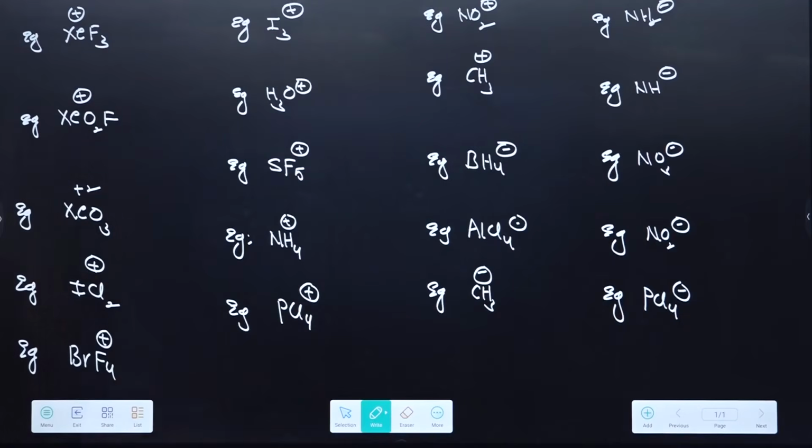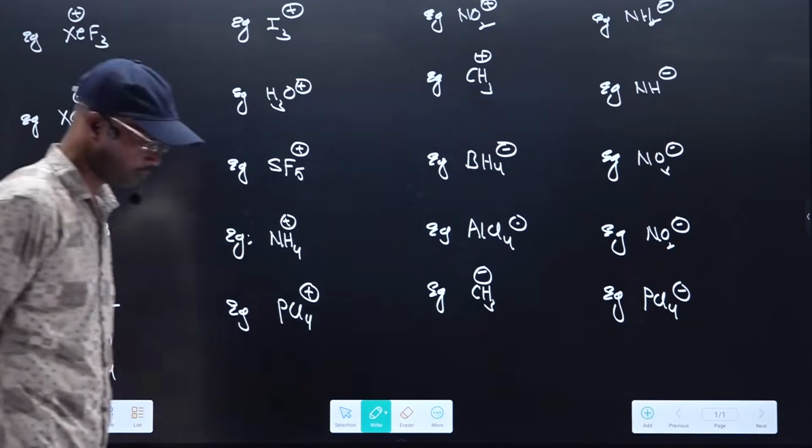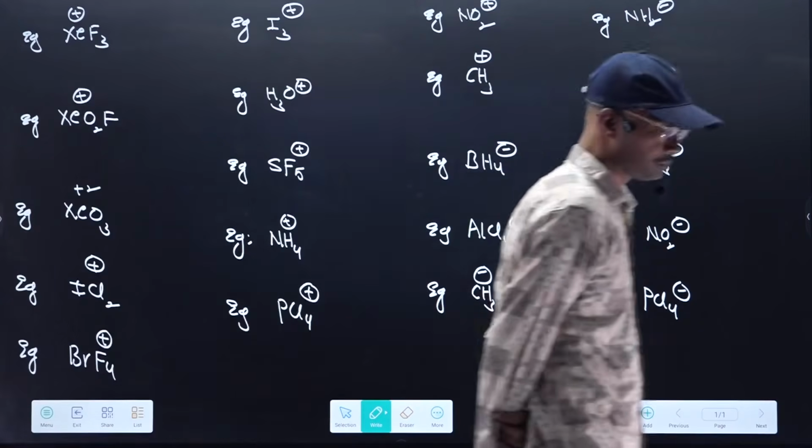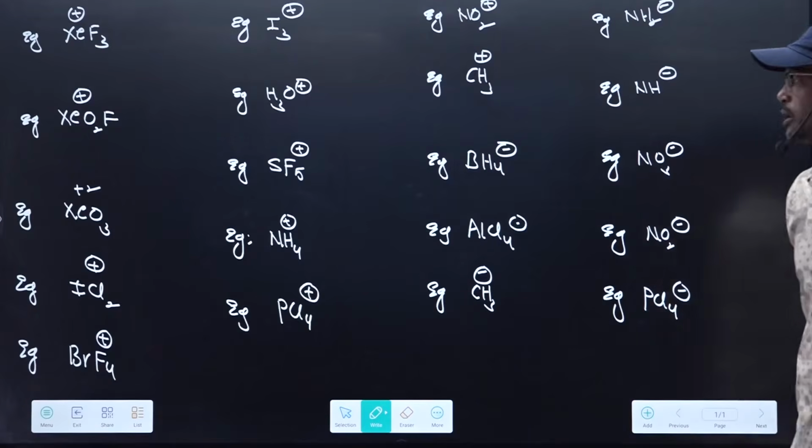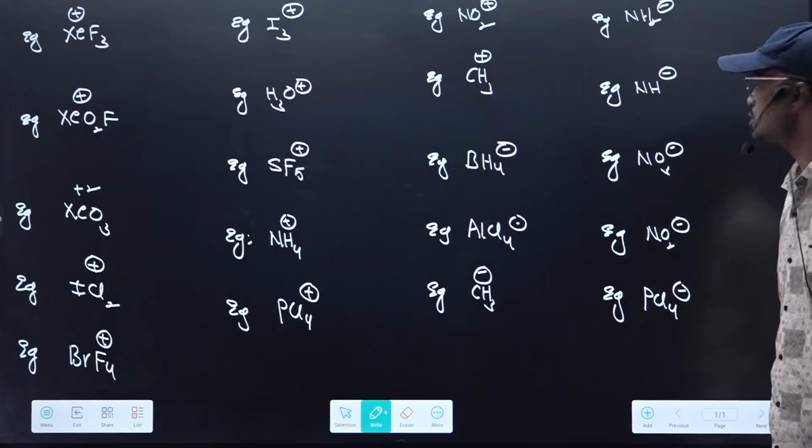If negative charge is given, add electrons. If positive charge is given, remove electrons after the group number. Very easily you will get the answer. Just try this. So what is the hybridization present in silicon in silicon dioxide?